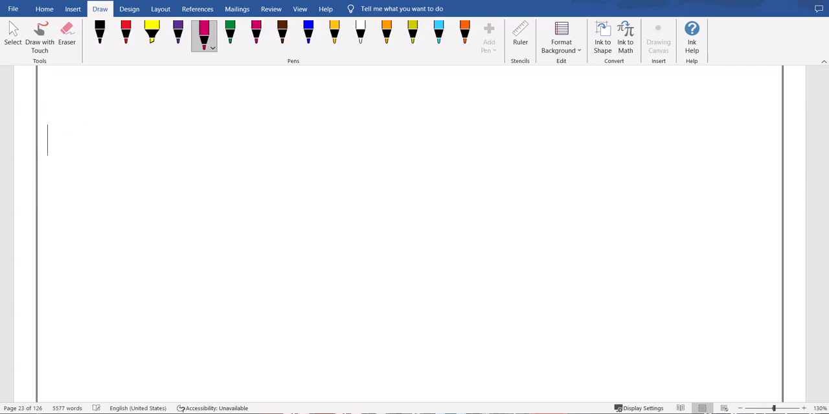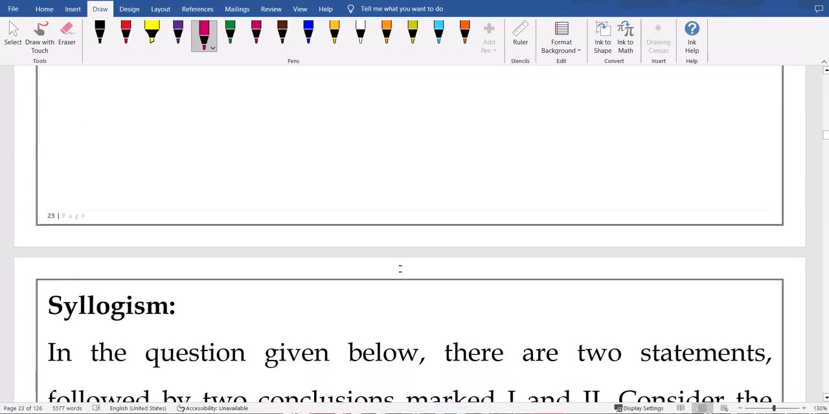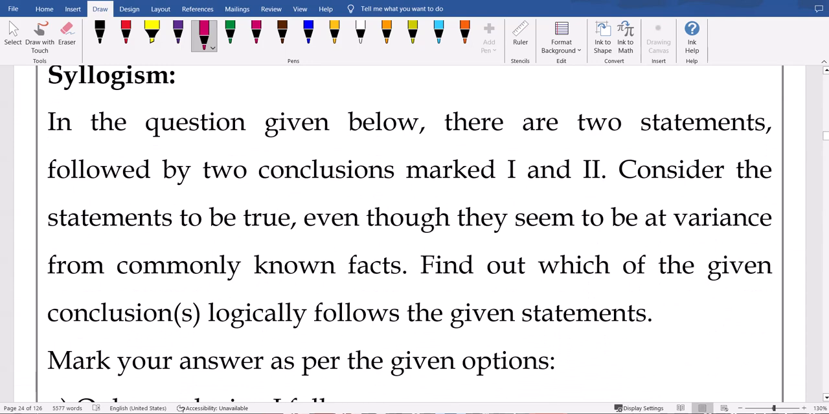Move on to syllogism. Five additional questions are given in data sufficiency 5. Now syllogisms, before entering into the syllogism concept, you need to clearly read this statement. This statement everyone must and should read.